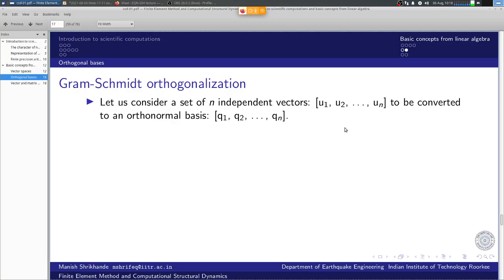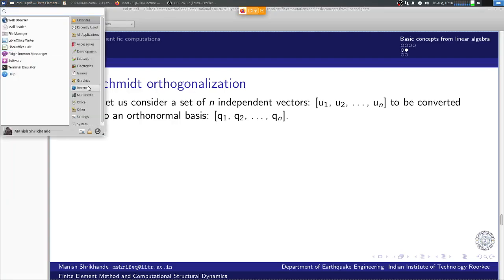Please interrupt me wherever you want to interrupt or wherever you are unable to understand the basic issues, what I am doing, and I will be using the computational platform of Octave. So let's start.